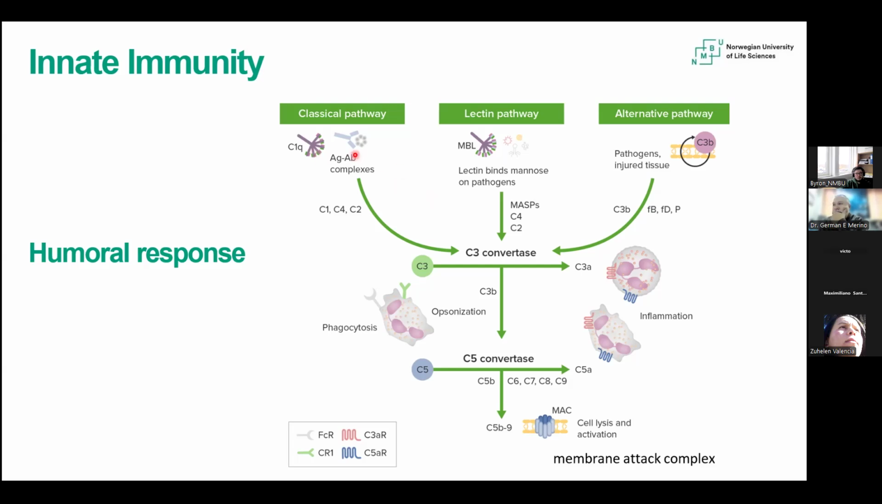Because the cells detecting this will be granulocytes, for instance, and they are innate. Lectins detect sugars, for instance mannose, and the alternative pathway is activated by pathogens and other kinds of molecules. But at the end, all of them induce this part of the complement, C3 convertase. And then we have the cascade to, at the end, produce the MAC complex. And this will be linked with cell lysis and activation.